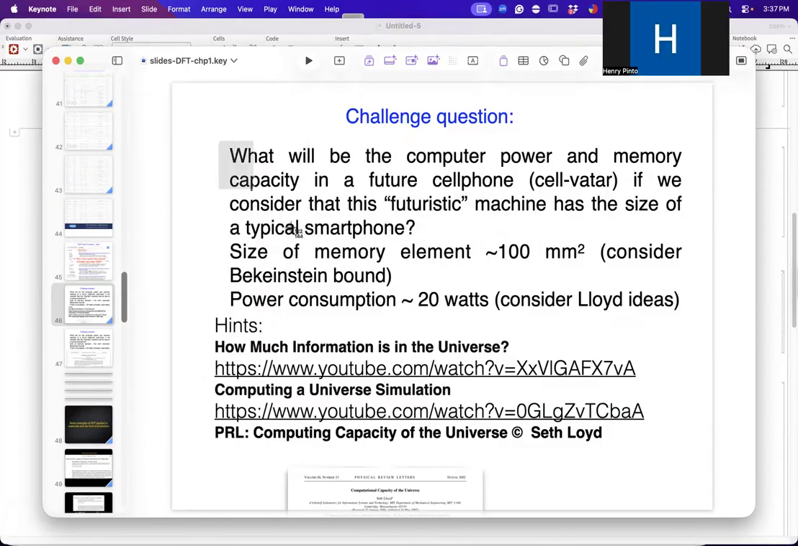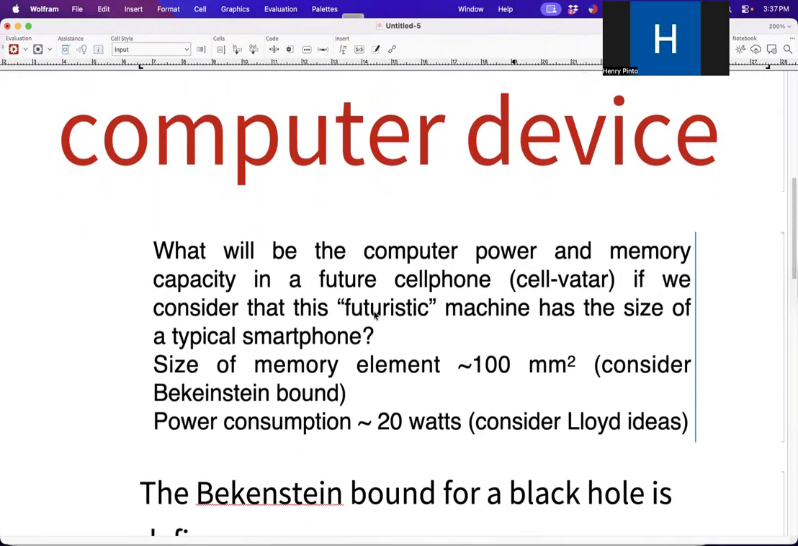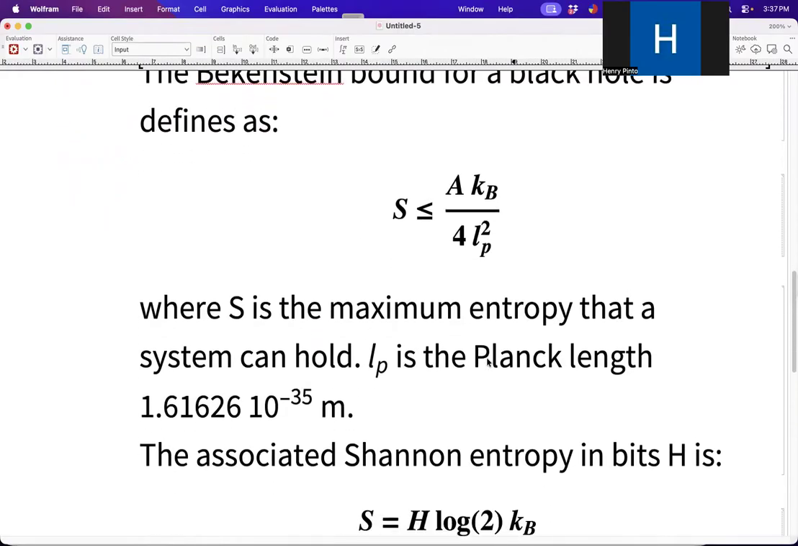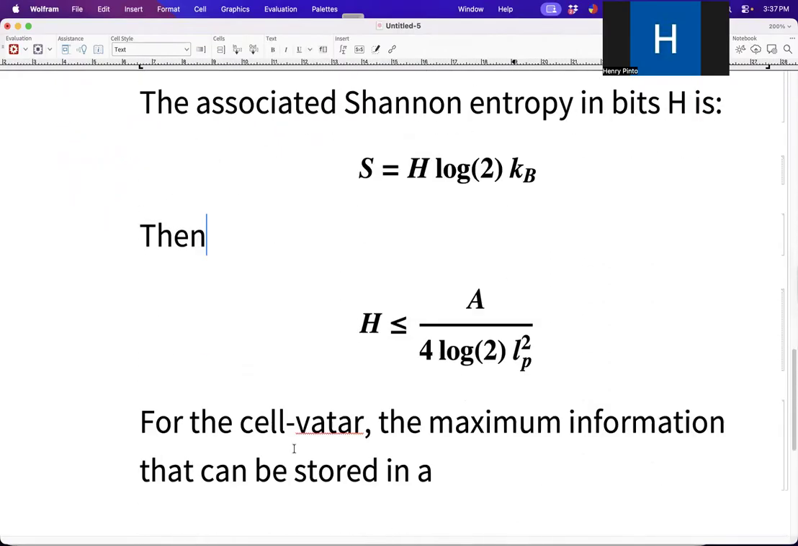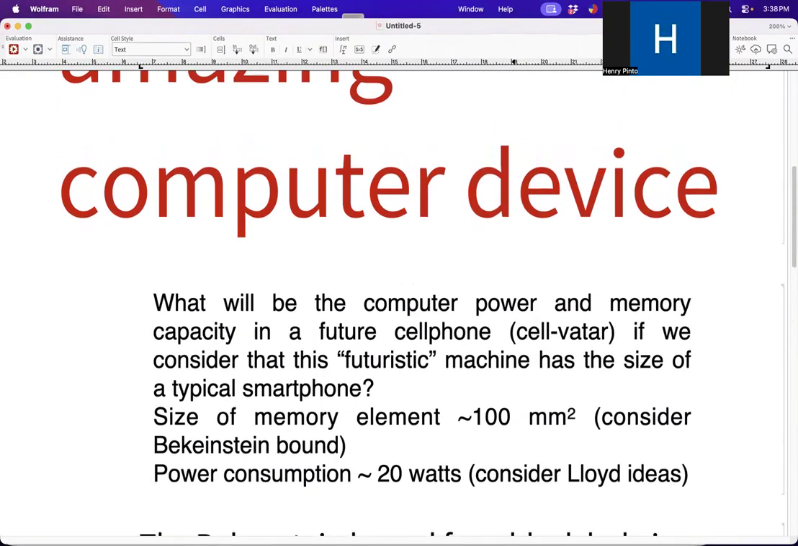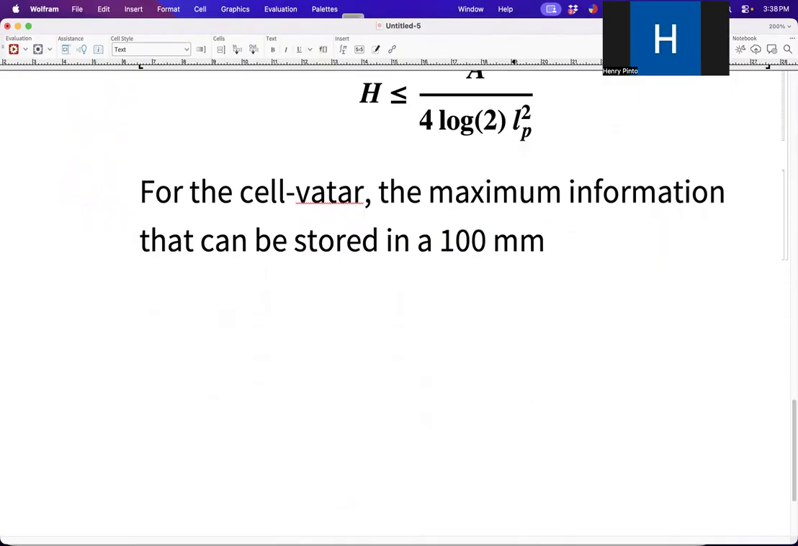Let's copy this here. So I'm going to copy this and put this there. So you see the element is 100 millimeters square. So for the cell, then store in what is this? In 100 millimeters square, right? 100 millimeters square, right?